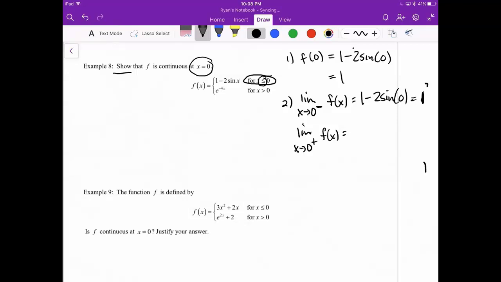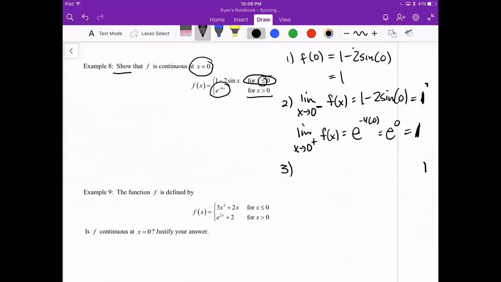If I do the limit as x approaches 0 from the right of f of x, then that means I'm going to be using the second branch here, which is the e to the minus 4x, since that's the one that's defined for x greater than 0. So that's going to be e to the negative 4 times 0, which is just e to the 0, and I know that e to the 0 is also 1. So since the two one-sided limits are equal, we can say that the two-sided limit is also equal to 1.